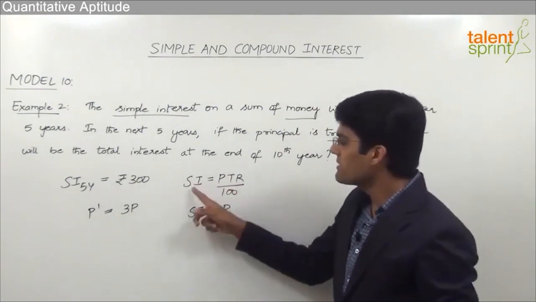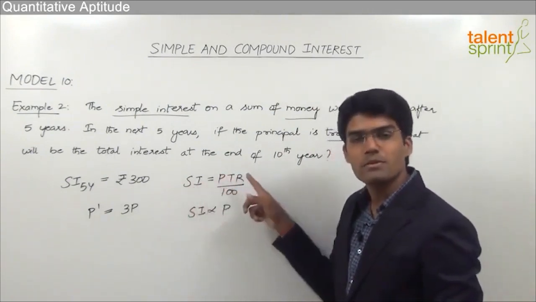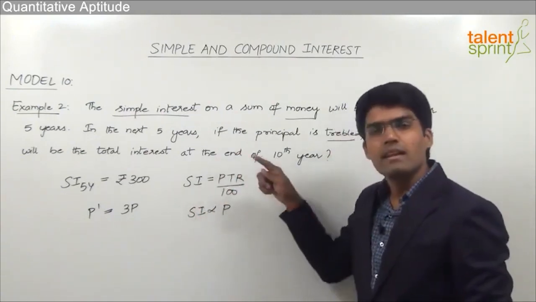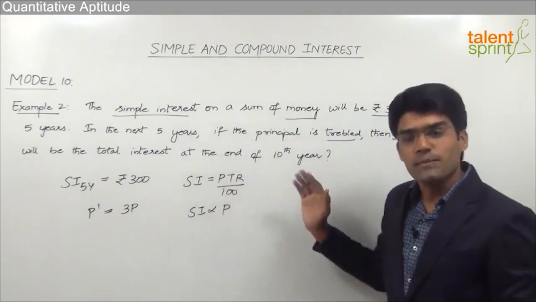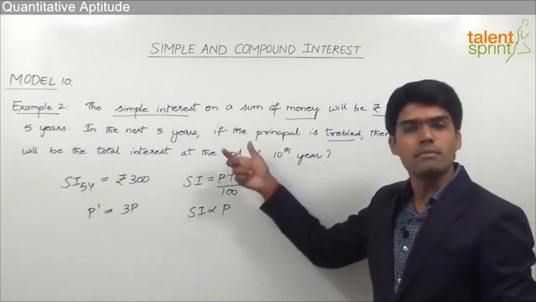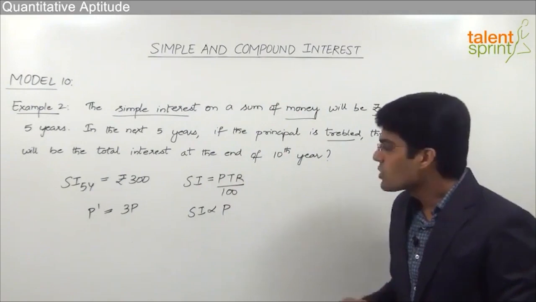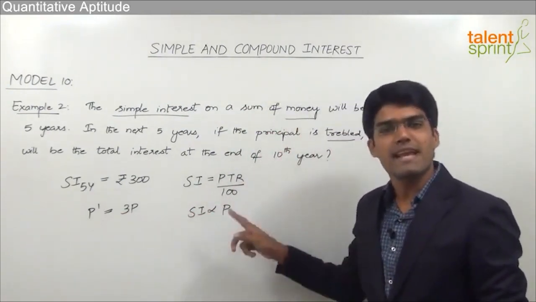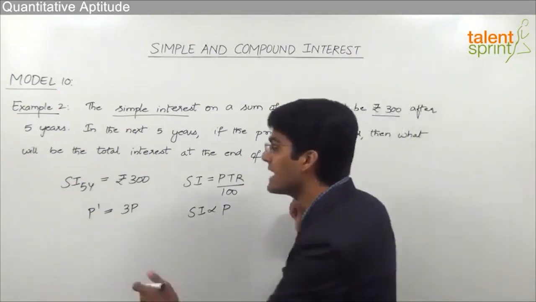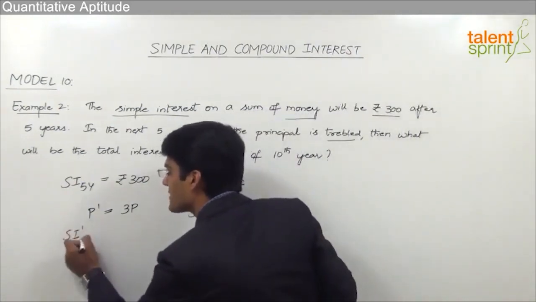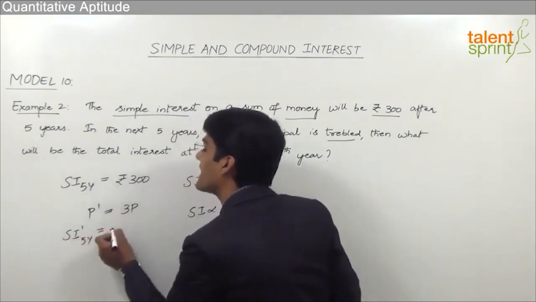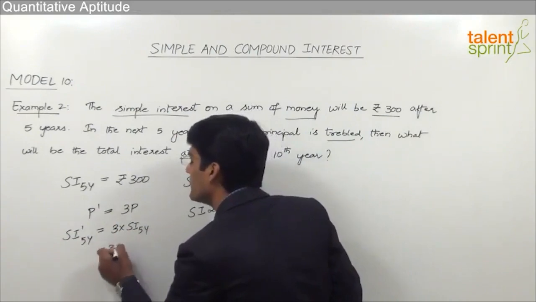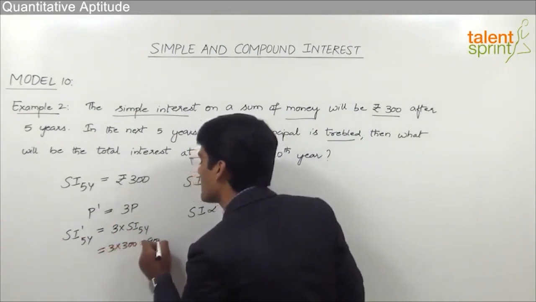That means simple interest is proportional to principal amount, it is proportional to time period, and it is proportional to rate of interest. So when any of these three increases, the simple interest also increases proportionately. And when any of these three decreases, the simple interest again decreases proportionately. So as the principal becomes 3 times, the simple interest will also become 3 times, as they are directly proportional to each other. So I can say that the simple interest SI dash for the next 5 years would be 3 times the simple interest for the first 5 years. So that is equal to 3 into 300, that is 900 rupees.